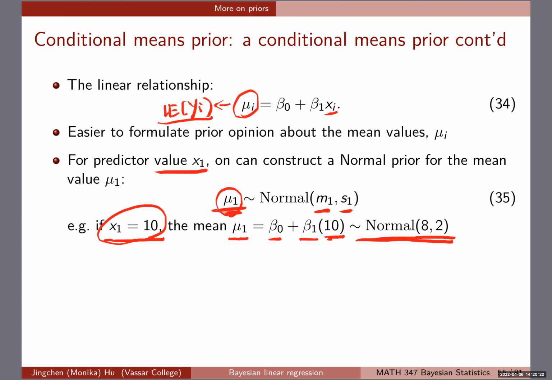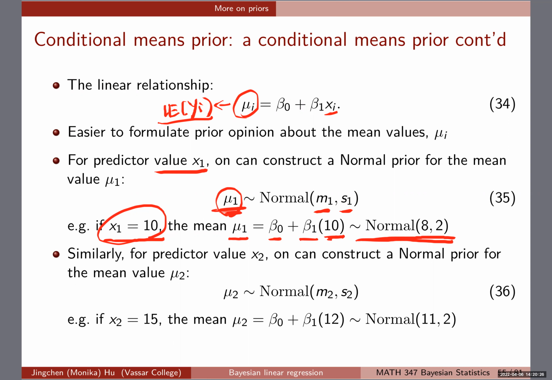And then I come up with another predictor value, x2, and let's say my x2 equals 15. When my x2 equals 15, I believe mu2 is going to follow this normal 11, 2. So once again, if you have an x value, and given the x value, you think the mean is going to follow a particular distribution, in our case using normal as illustration, then this is what we mean by conditional means prior. It might still look pretty vague, but let me show you how eventually we can make it work.